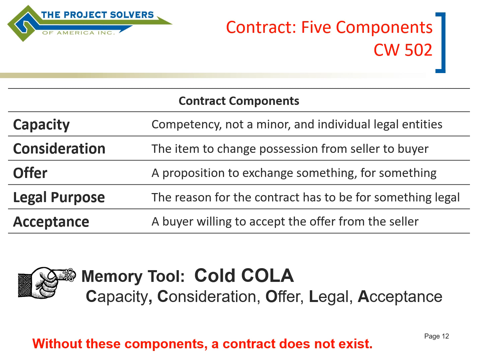The other fifth component then is the legal purpose. The contract has to be done for a legal purpose. It can't be done for something that would violate the law. And a memory tool for that is Cold Cola: capacity, consideration, offer, legal, and acceptance.